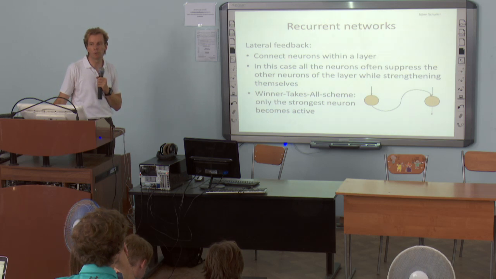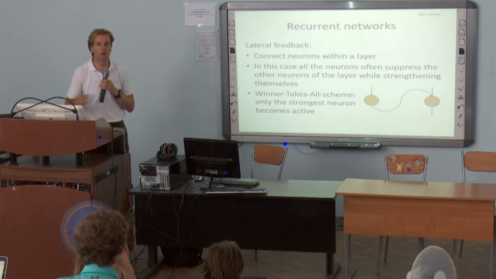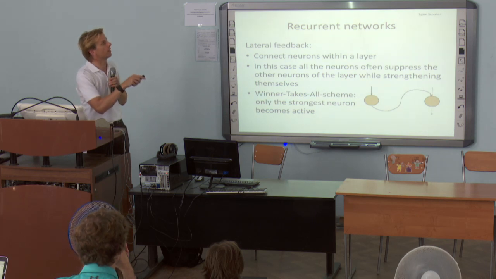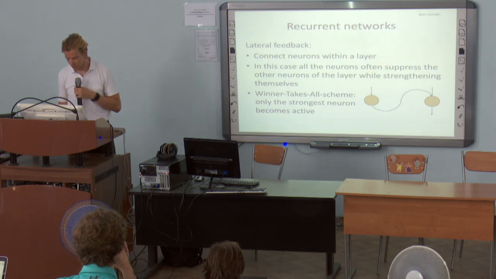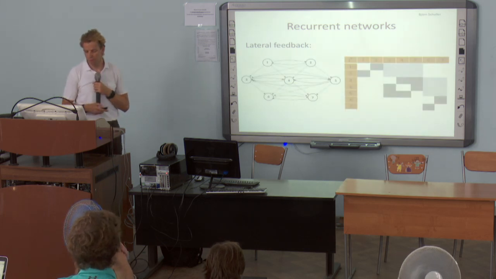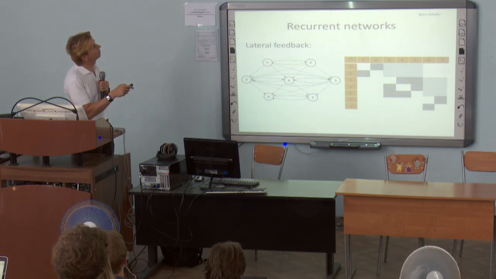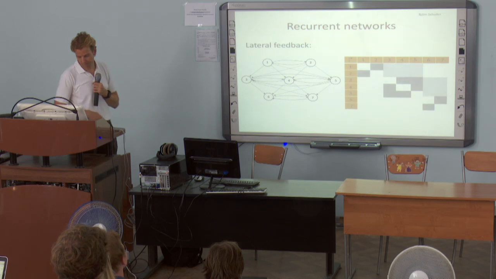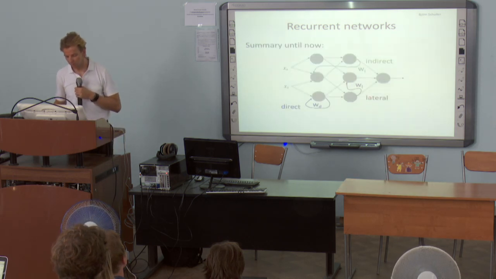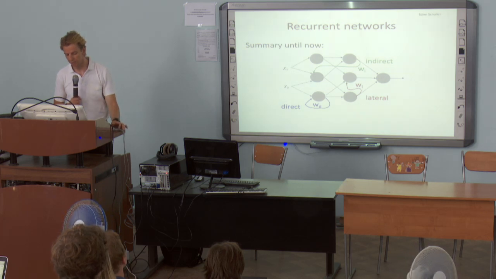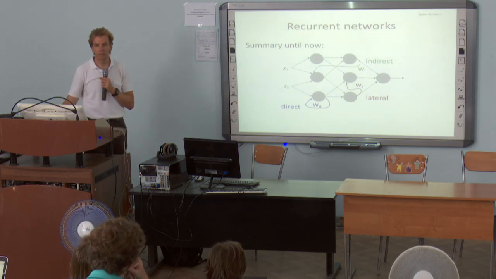That is leading to some sort of winner-takes-it-all paradigm, where within a layer only the strongest neuron gets it all and becomes stronger than the other ones, such as in Hopfield networks. The lateral feedback within the layer gives you mirroring around the main diagonal. So to sum up, the recurrent neural networks give you lateral within the same layer, indirect across layers, backwards to previous layers, and direct within the same layer recurrencies.